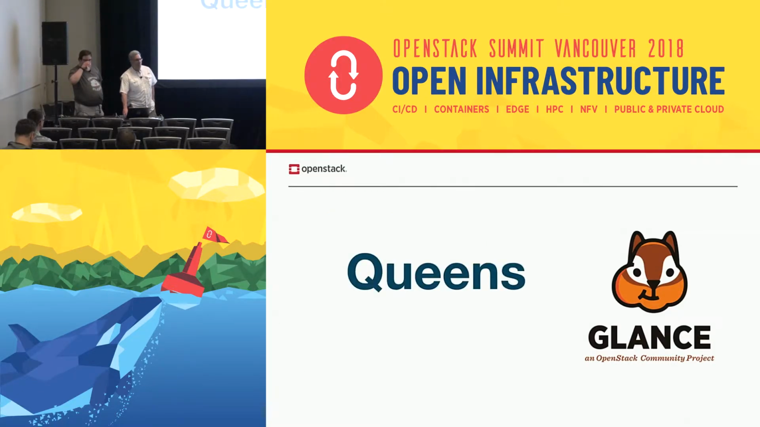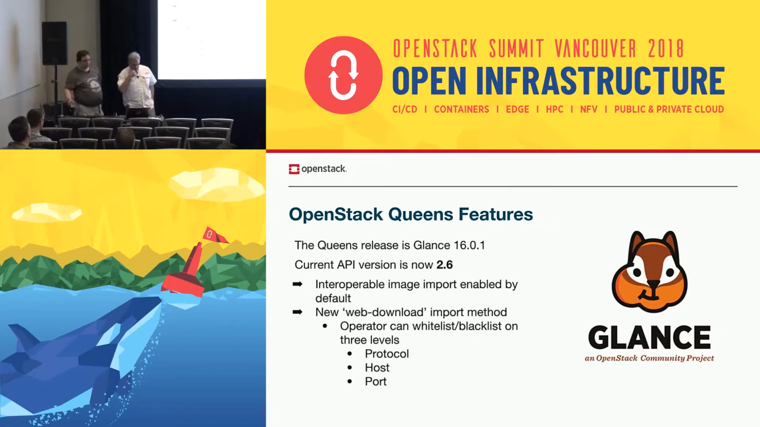Now, as far as what actually happened in Queens, the Queens release is Glance 16.0.1. We did have a quick point release to get a couple of quick bug fixes in, so that's in the stable Queens branch in the repository. The current API version is now 2.6. You may remember in the last cycle we had 2.6 as an experimental API that was optional to run. Now 2.6 is the version of the API.